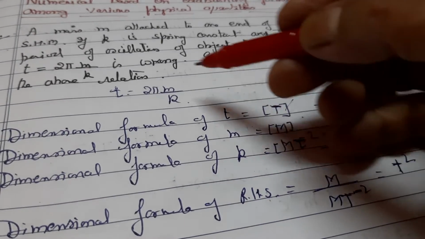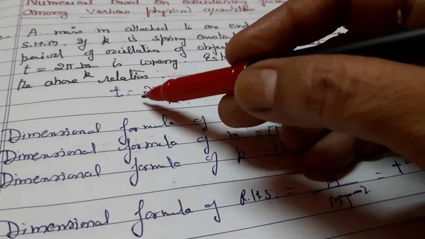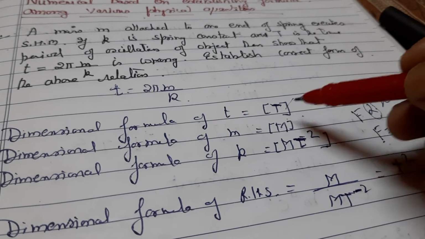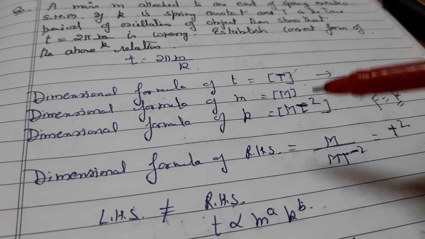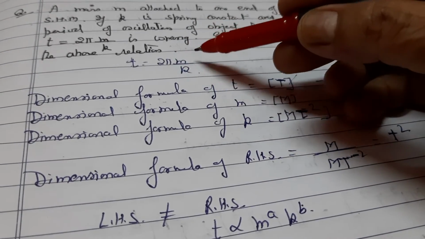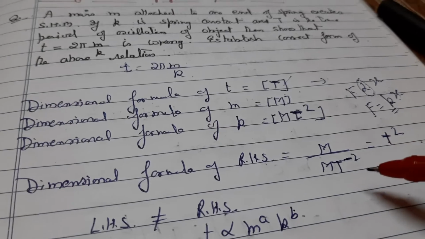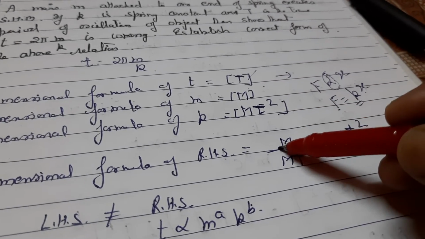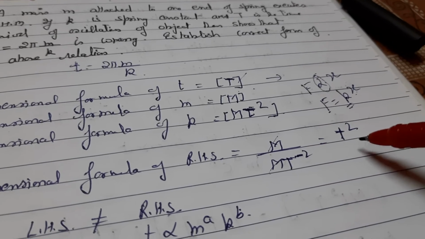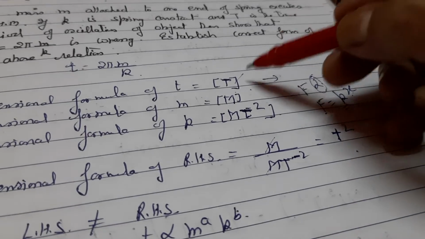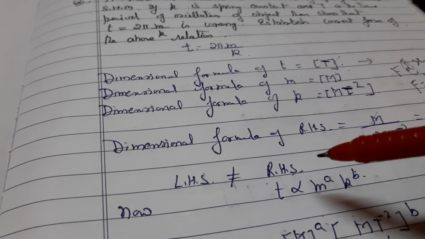Now, what is the left hand side? T. So the left hand side dimension will be only T, and the right hand side dimension should also become T. But we will check here whether it is coming or not. If we write the dimensional formula of the right hand side, here it was given 2 pi. Constants we will not take, we will take only the dimensions of m and k. Dimension of m is M, and for k we write M T to the power minus 2. M will cancel out here, so what remains is 1 upon T to the power minus 2. We can write T square. The right hand side is coming T square while the left hand side is T. Both are not the same. So we can say the left hand side is not equal to the right hand side.